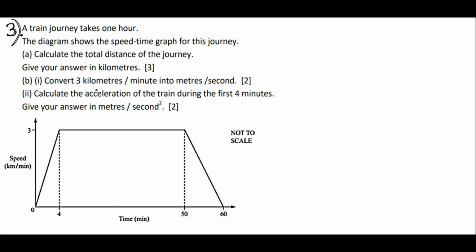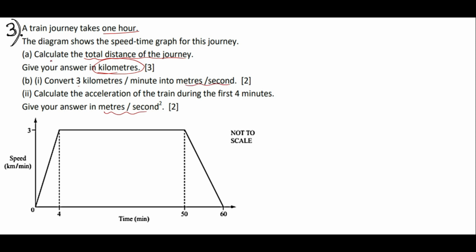Question 3. A train journey takes 1 hour. The diagram shows the speed time graph of this journey. Calculate the total distance of the journey. Give your answer in kilometers. Part B. Convert 3 kilometers per minute into meters per second. And calculate the acceleration of the train during the first 4 minutes. Give your answer in meters per second squared. So you can see that you can have some unit conversions coming into this question.